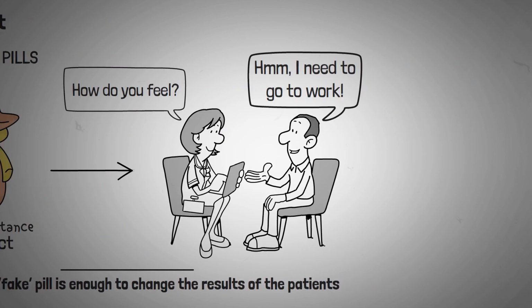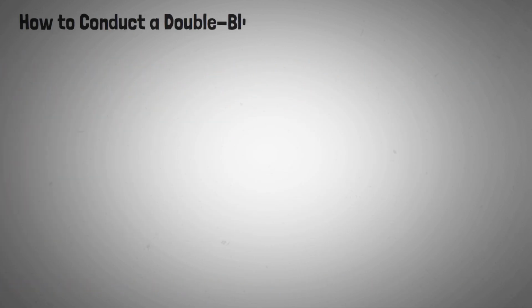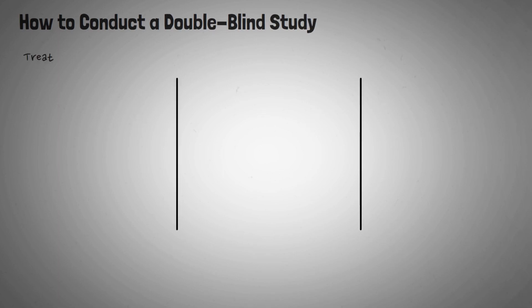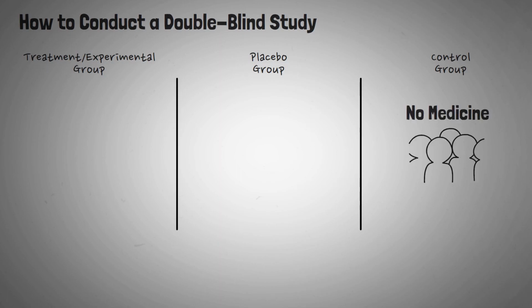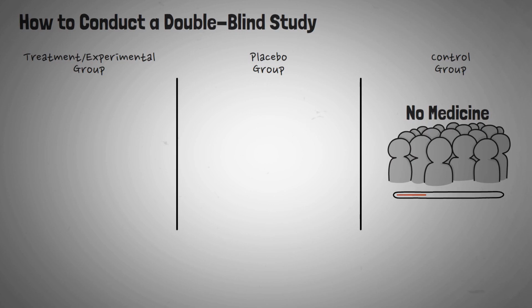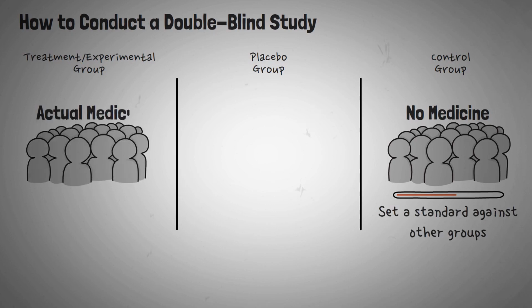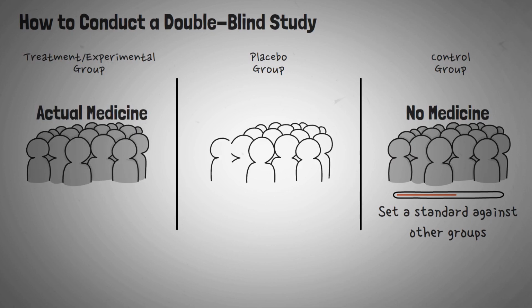Next up, I want to talk about how to conduct a double-blind study. Subjects in double-blind studies are typically divided into three different groups: the treatment or the experimental group, the placebo group, and the control group. Participants who are not receiving any treatment are placed in what is called the control group. This group serves as the baseline for determining whether the medication in question has any significant effects. If the control group gets better over time, then this improvement will set a standard against which the other two groups will be compared. People placed in the treatment group are given the actual medication, while subjects placed in the placebo group are offered a placebo pill.